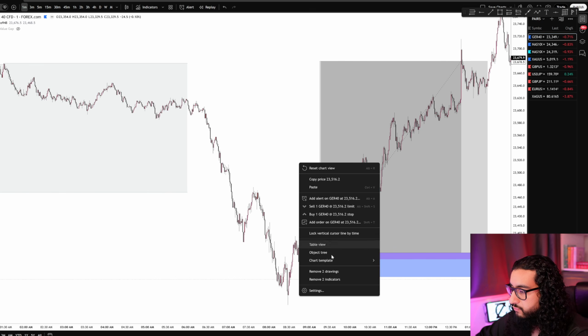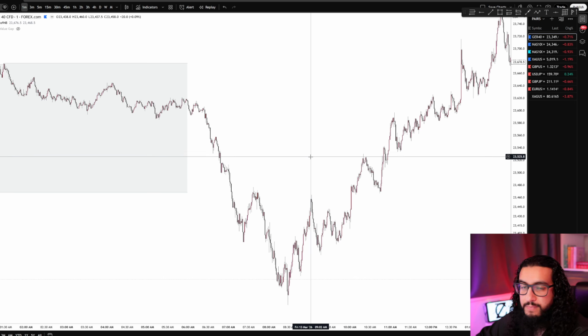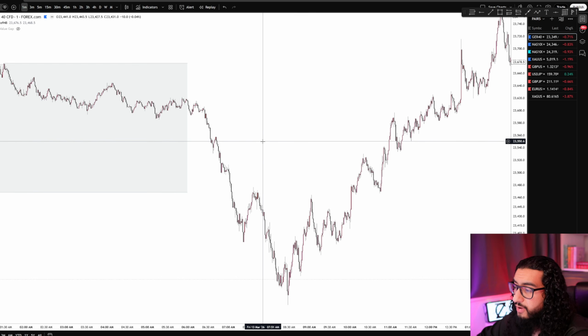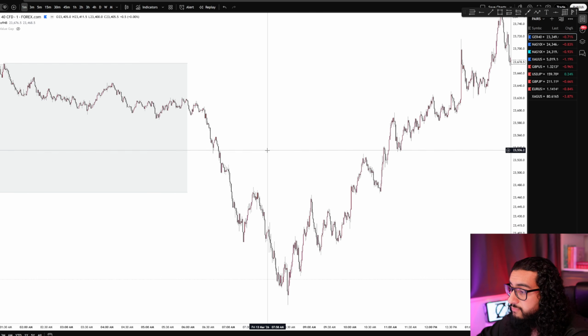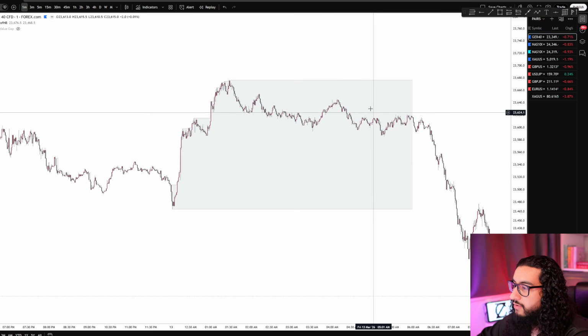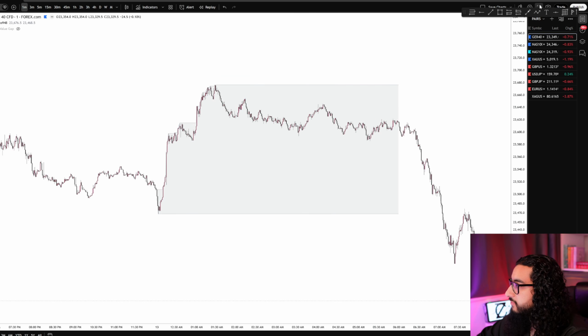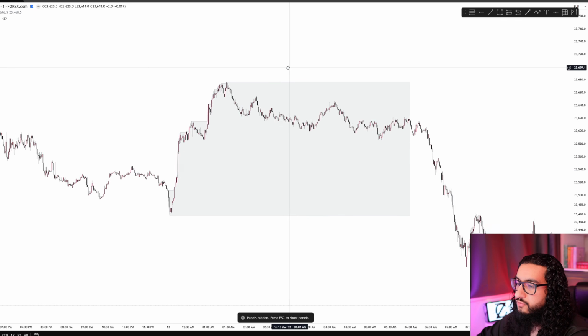And I'm just going to get rid of all of this. I'm going to show you exactly how you would have went about this trade. So this is a very, very, very simple textbook trade. Okay, so let's zoom in fully. What do we first look at?